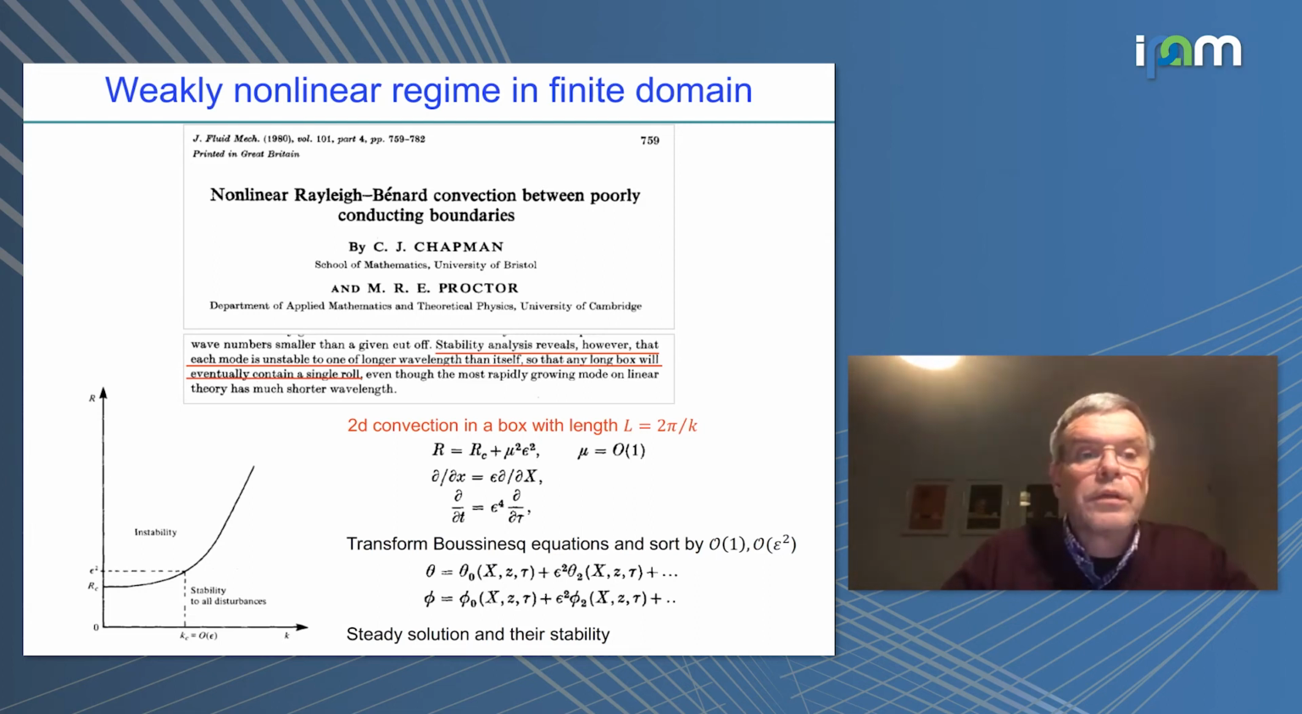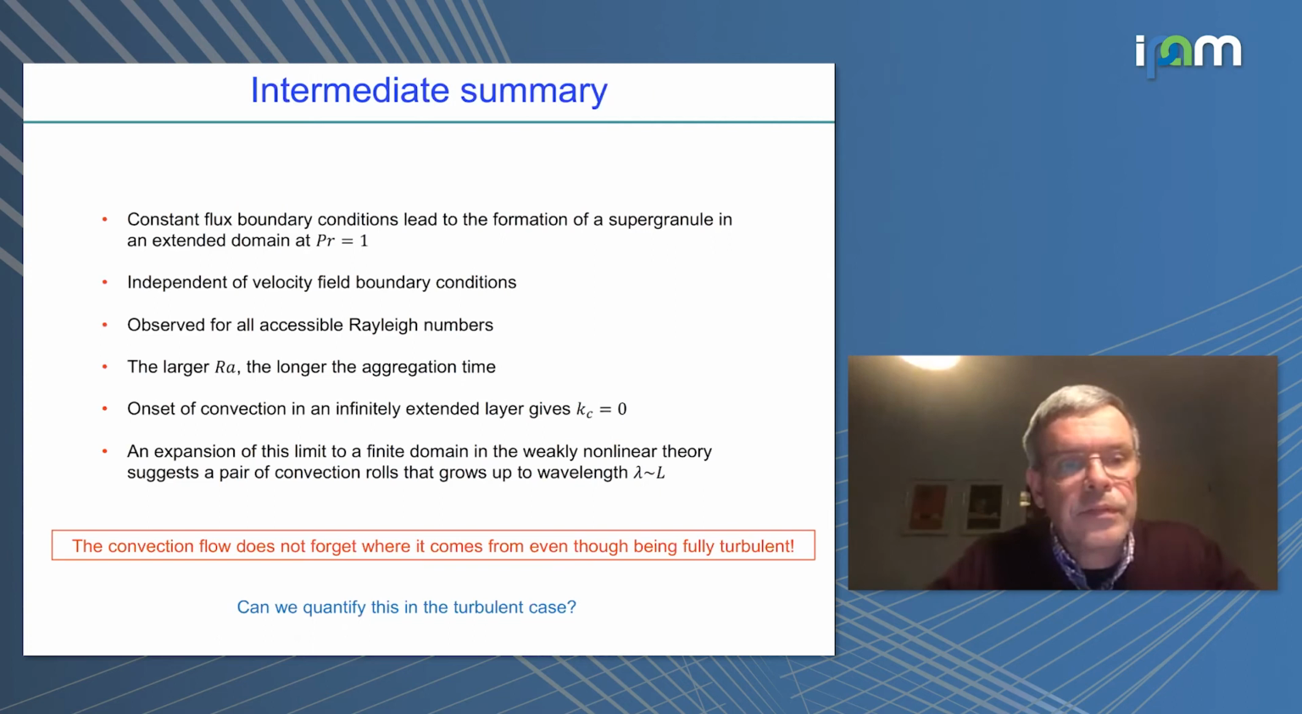Okay. So let me take a little breath and a little pause and summarize what we have seen so far. We have seen that the constant flux boundary conditions lead to the formation of such a supergranule in an extended domain. At least for the case of Prandtl 1, we have seen that. It's more or less independent of the velocity boundary conditions, and we have observed it for all accessible Rayleigh numbers. That means also in the fully turbulent case.